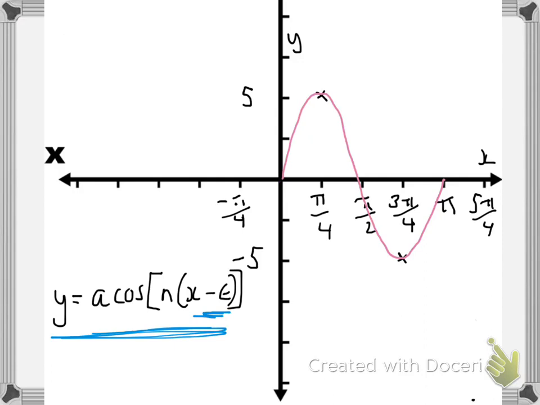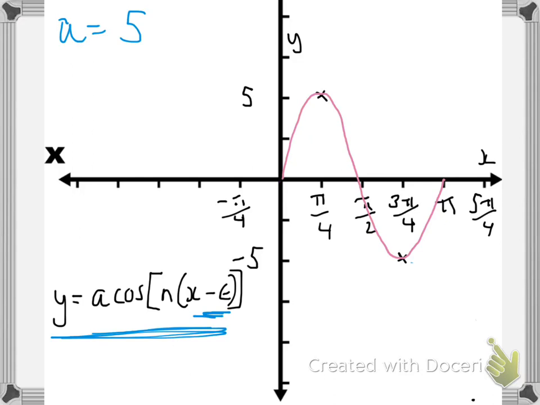Alright, well the shift is going to be the hardest bit, so let's look at the other bits first. And first of all we're looking at A. Okay, so A is the amplitude. And if we look at the amplitude here, it goes from 5 down to -5, so quite straightforward. Amplitude A equals 5. Okay, n is the period of the graph.